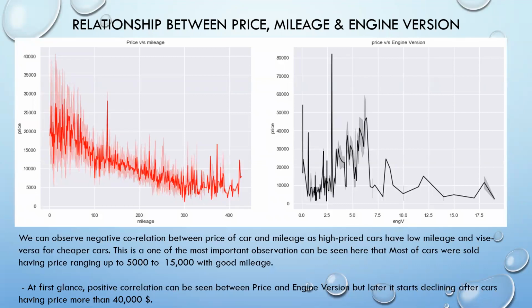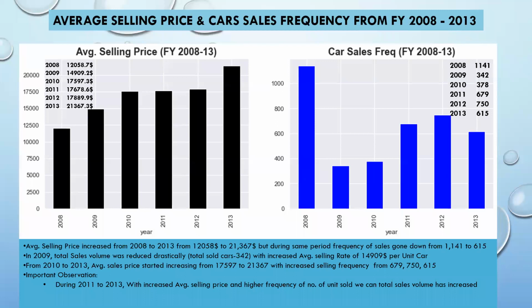In the other context, looking at the relationship between price and engine volume, we can see there is a positive trend: when price increases, the engine version increases. But after reaching a certain point, around $40,000, the graph suddenly dropped. This means that most of the cars sold in the price range of 40,000s have all kinds of engine versions inclusive.